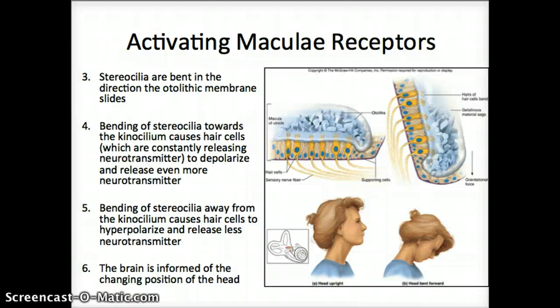When the stereocilia bend towards the kinocilium, this causes the hair cells to depolarize and release more neurotransmitter than they normally do. We're constantly releasing some, but this would make them release more. Now, if we bend the stereocilia away from the kinocilium, this causes the hair cells to hyperpolarize, which means they're going to release less neurotransmitter. The brain is informed of that change in position of the head. So this is where it gets those signals from.